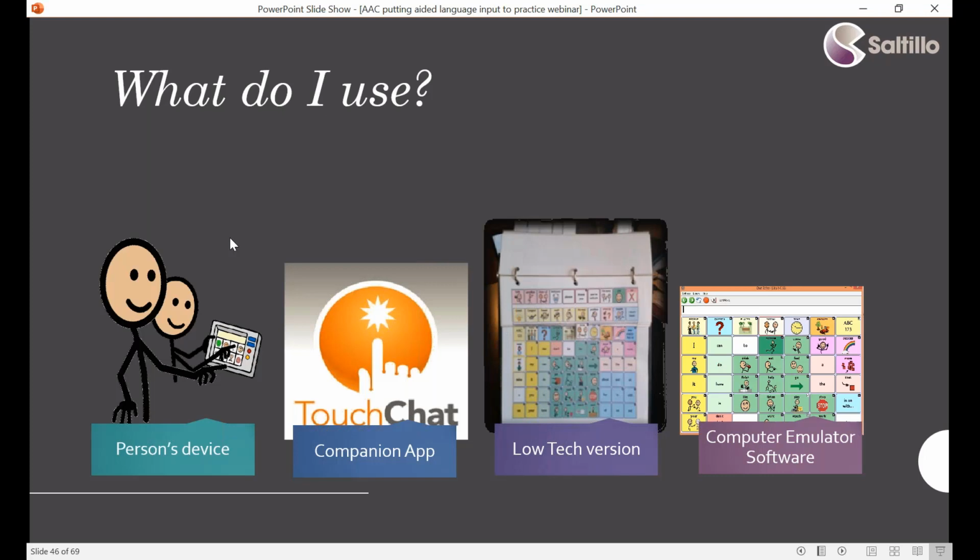The second thing we could think about is using a companion app. In the case of Saltillo, if you're using one of our dedicated devices like a NovaChat or a TouchChat Express or a Chat Fusion, you may want to think about having our companion app TouchChat, which can be available on any iPad. This gives you that similar 2 high-tech devices, but one's going to be your tablet-based device versus the dedicated. Another thing you can use is a low-tech version, and that's this binder here, the third picture.